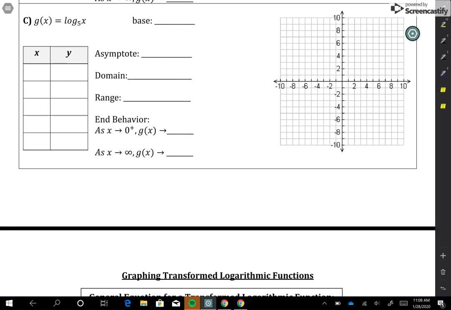Hi guys, welcome to our video lesson where we're going to continue graphing log functions. So in class, we just got started graphing a couple of our parent log functions, and we're going to do one more of those and then just get into a little bit of transforming.